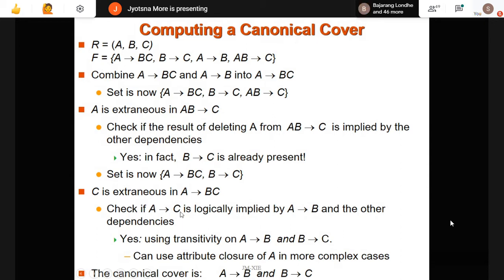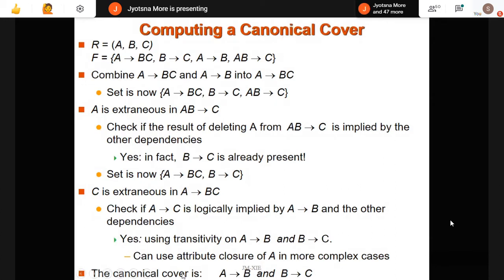Check if A determines C is logically implied by A determine B and any other functional dependency. Yes, if I am removing C from here, I will get A determine B, B determine C, and then logically I will get A determines C. Transitivity rule, which we have seen. So using transitivity, we are getting that A determines C. So I am removing C from here. My final functional dependencies are A determine B and B determine C, which is not further divided or reduced. So this is my final functional dependency set, known as my canonical cover.